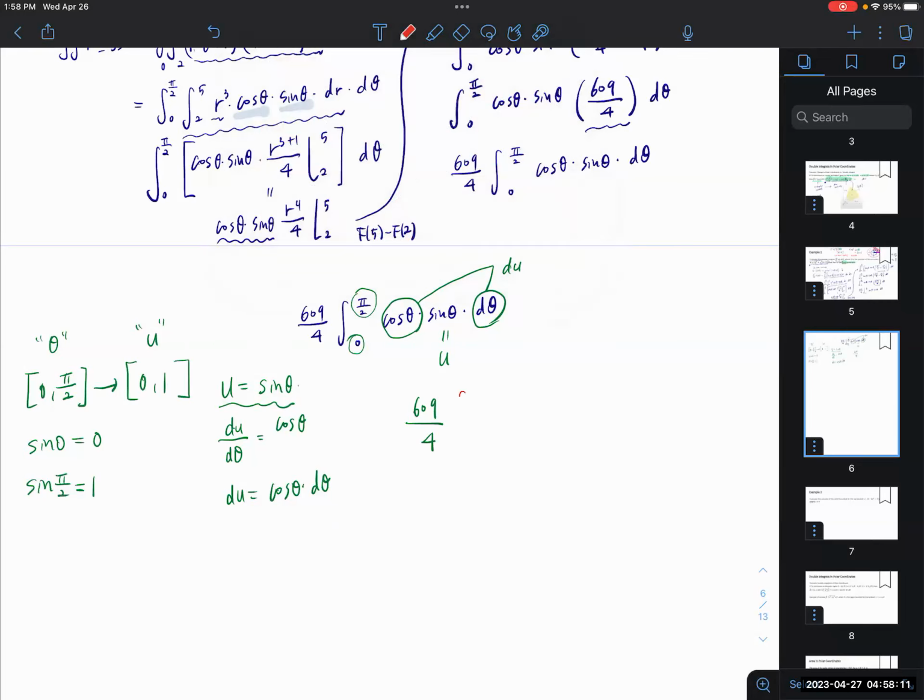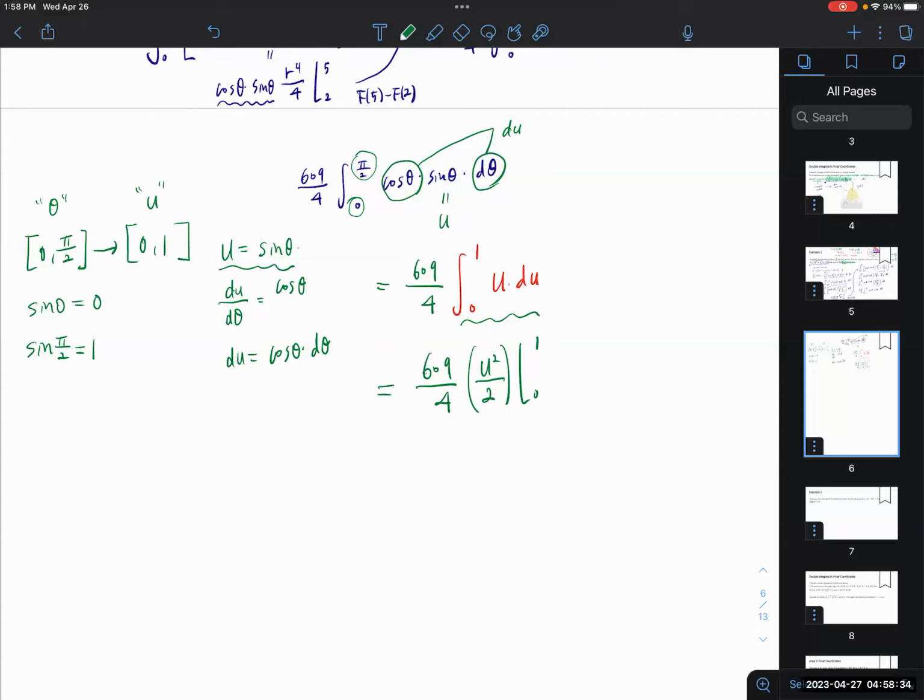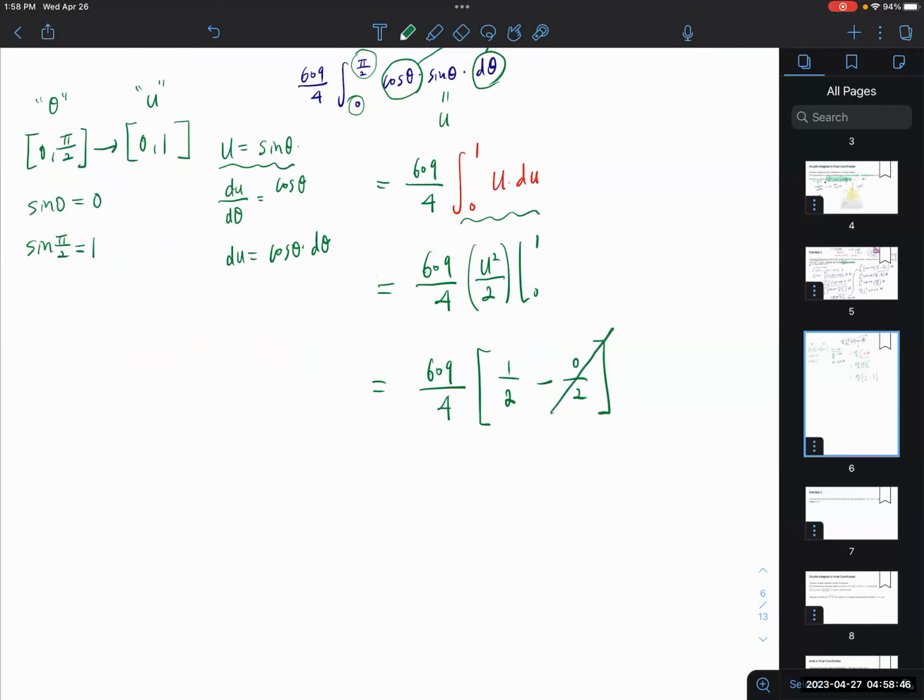So now you have the integral from 0 to 1 of u du, because sine theta is u, and cosine theta times d theta we just proved is du. Now we're almost done. This is u squared over 2, from 0 to 1. What are you going to do? 1 over 2 minus 0 over 2. So this is going to be 0. We have only 1 over 2. That's the area we're looking for.